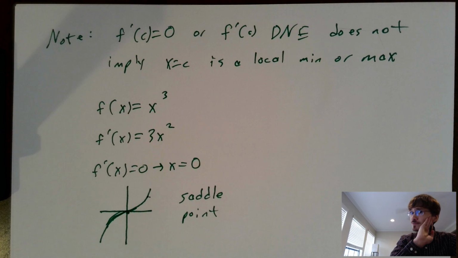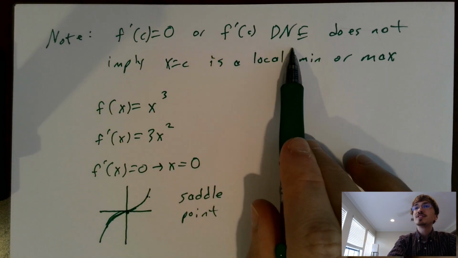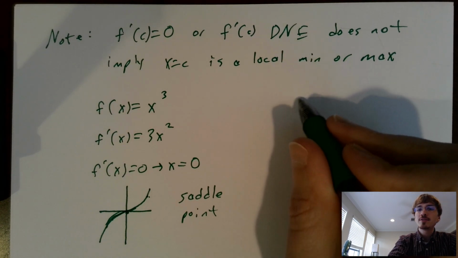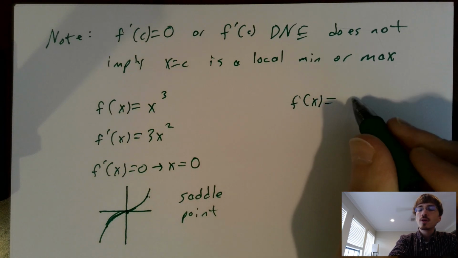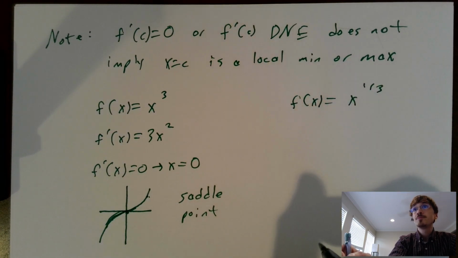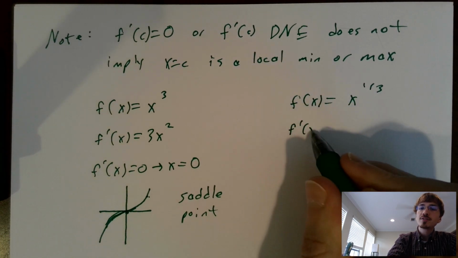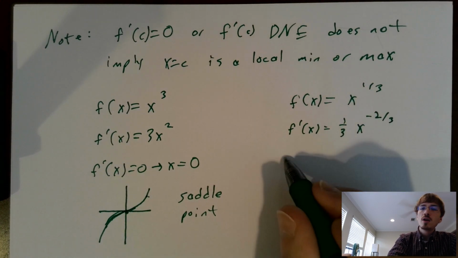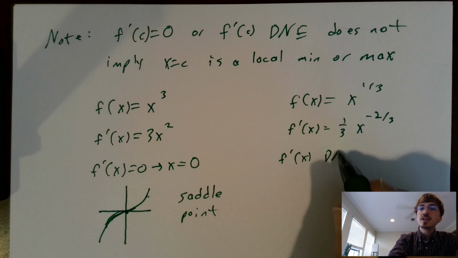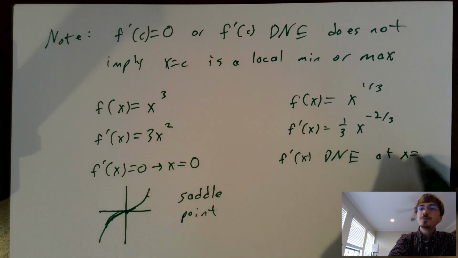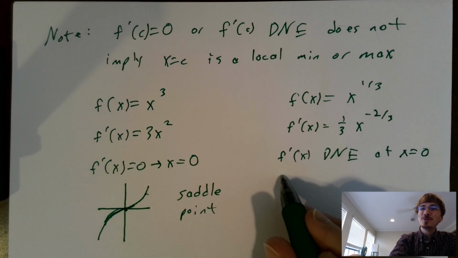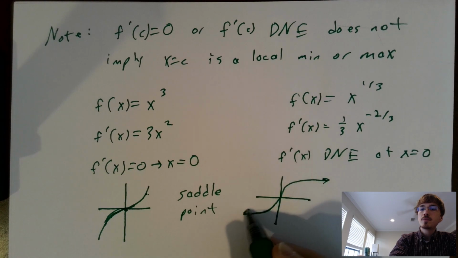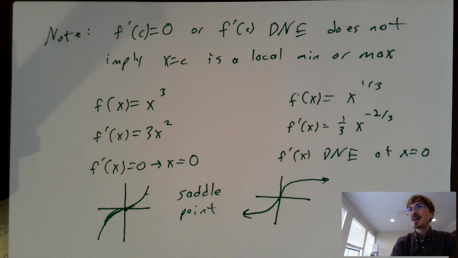What's an example where the derivative does not exist? We're nice and continuous, but the derivative does not exist, and we're neither a local min nor a local max. Consider f of x equals x to the power 1/3. Then we know that f prime of x is equal to 1/3 x to the negative 2/3. And we know that f prime of x does not exist at x equals 0. But what's happening at x equals 0 here, as we mentioned on the previous sheet of paper, is you get a vertical tangent. So here, it's neither a local min nor a local maximum again.